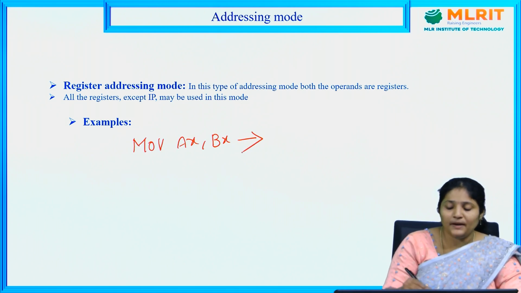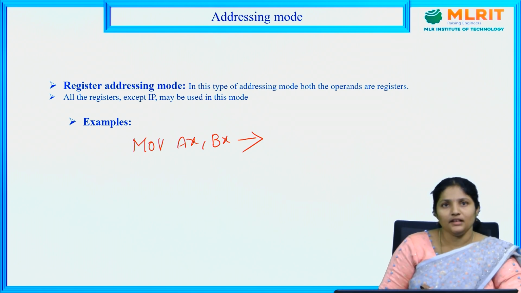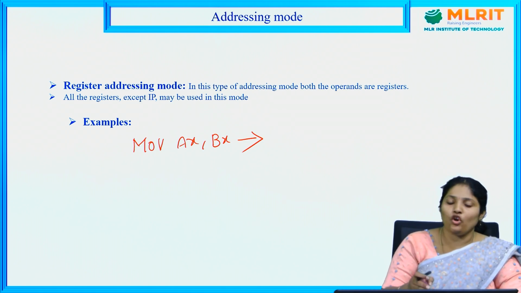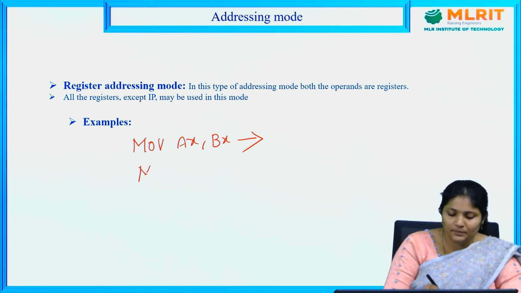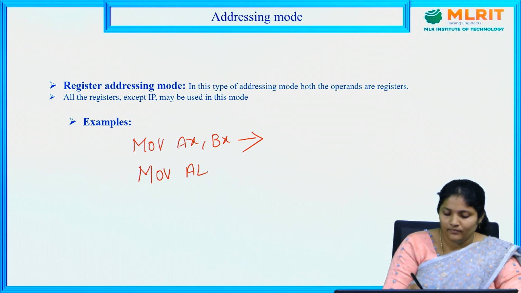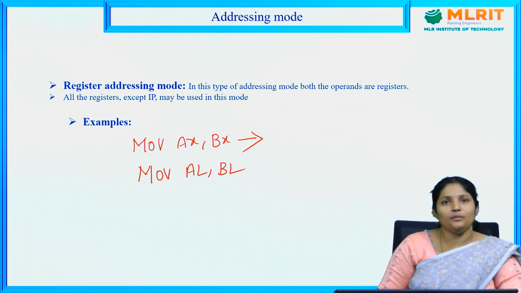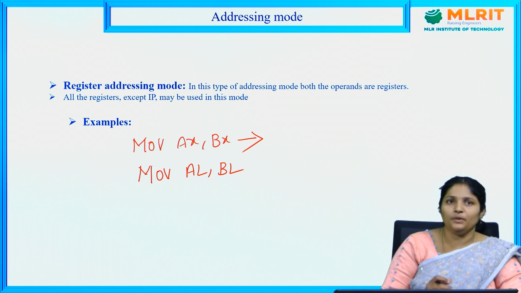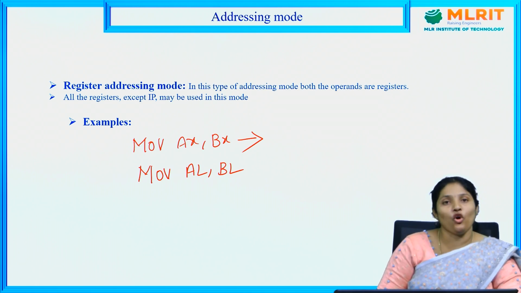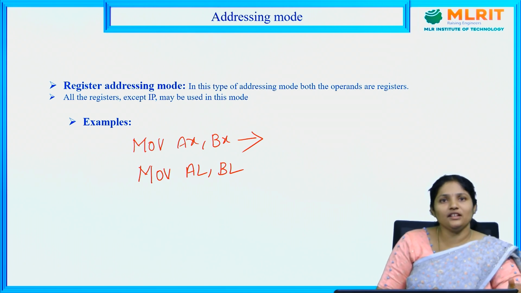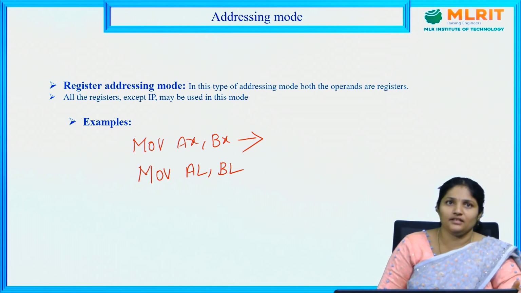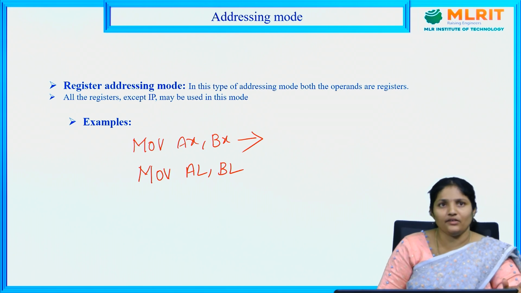Here in this example, what we are saying is the data from BX will be copied to the AX register. It is 16-bit data, or you can use 8-bit data also. So the 8-bit data present in the BL register will be copied to the AL register. The destination and source operands should always be registers, and except the instruction pointer, you can use all the remaining registers present in 8086 in this addressing mode.